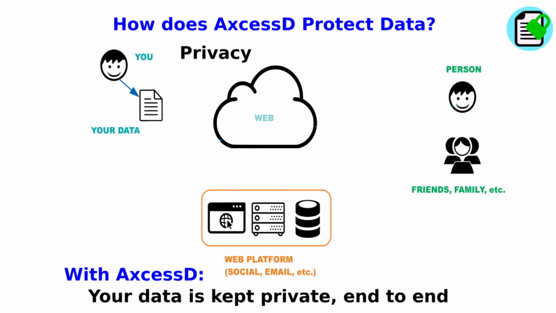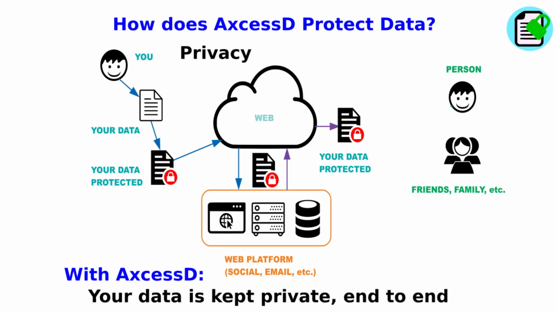Beyond determining exactly who can see your data, AxcessD keeps your data private. Your data is protected on your device before you send it into the web, and it is unprotected only when it arrives at the intended recipient. This is known as end-to-end data privacy. What this means to you is that if your data is intercepted or breached, either en route or while stored at a web service provider, then the people or cyber criminals behind the interception will not be able to learn anything from the data. It is effectively invisible.